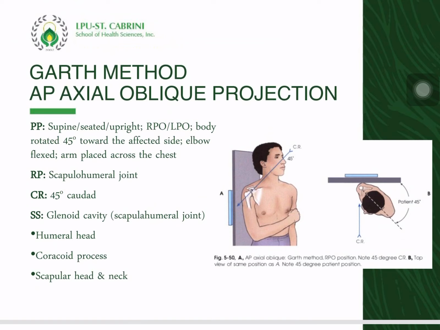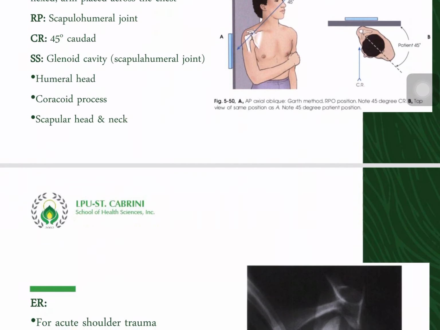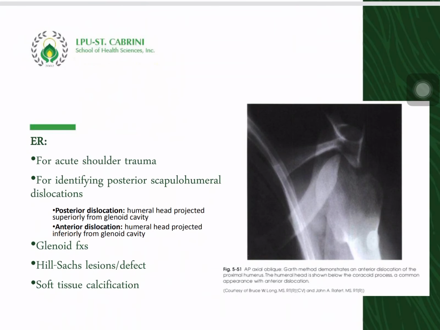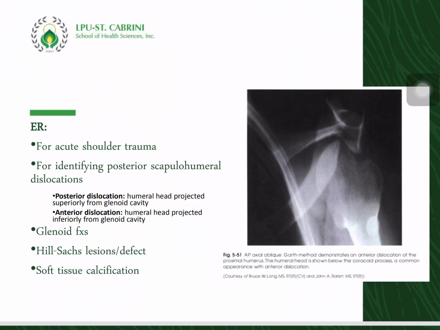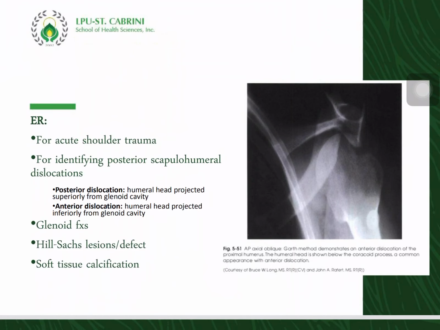So this method is used for acute shoulder trauma for identifying posterior scapulohumeral dislocations, to check for glenoid fractures, Hill-Sachs defect, and as well as soft tissue calcification.